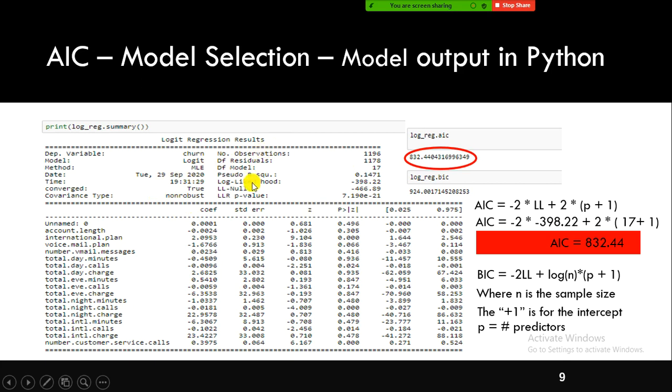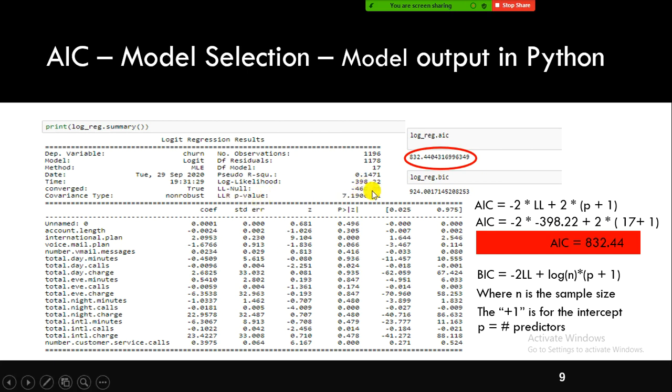It is not required. And if you look here, log likelihood. So what is log likelihood? The value for the log likelihood is -398.22. It is the natural log of the MLE function. So what is MLE? MLE is the method used in logistic regression to estimate the model coefficients like beta naught and beta 1. MLE is the optimization process of finding the set of parameters which results in the best fit. That is what the log likelihood is.